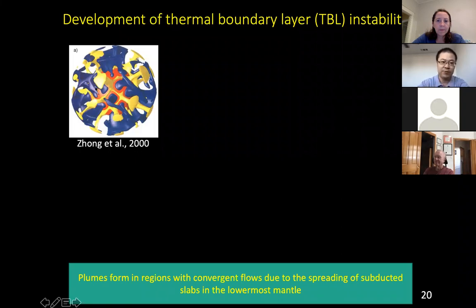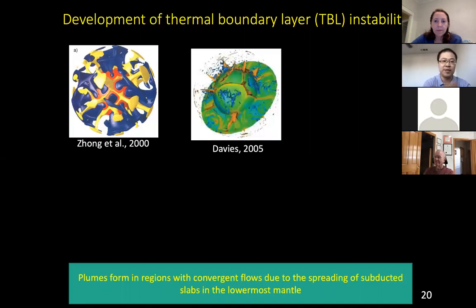So if you look at this figure, you will notice that the plume usually forms in regions between the subducted slabs. And they found that plumes preferentially form in regions with convergent mantle flows, or what they call stagnation points. Similar features have been found by many, many other studies. And this is one of them, by Davies 2005.